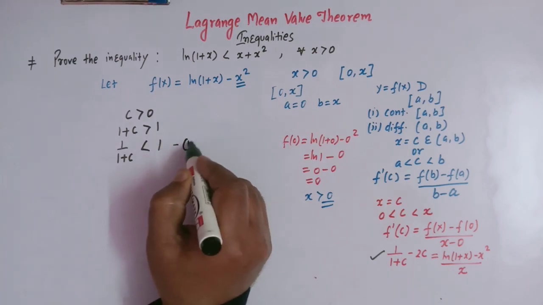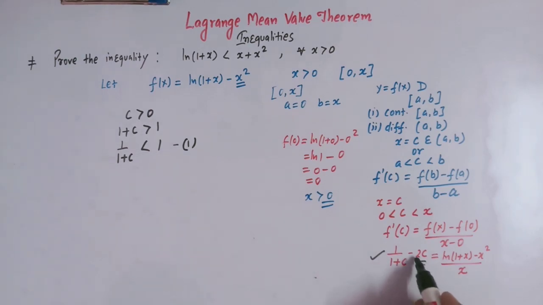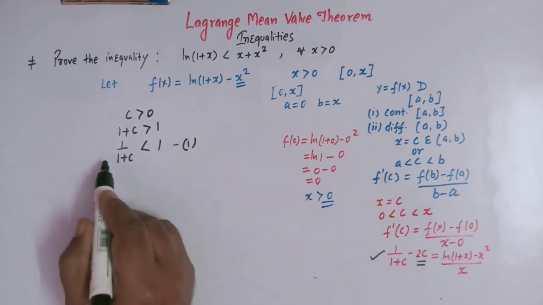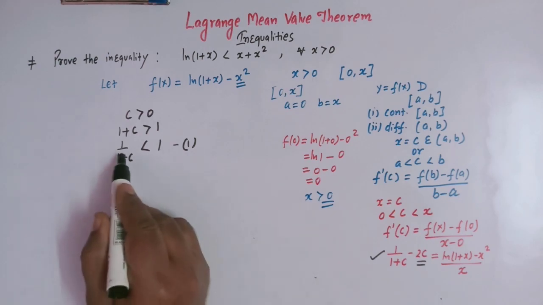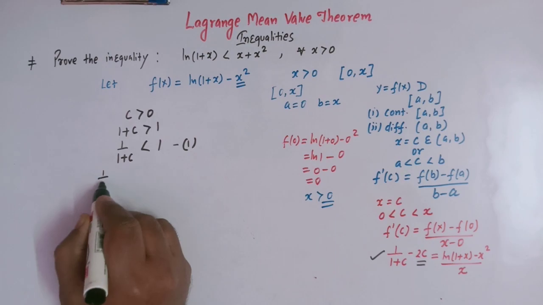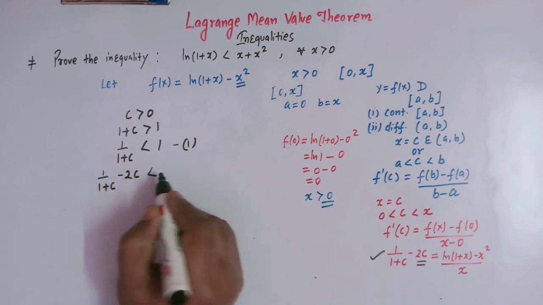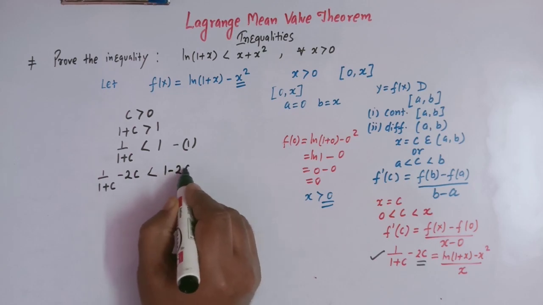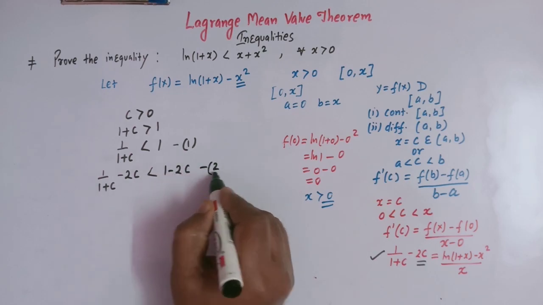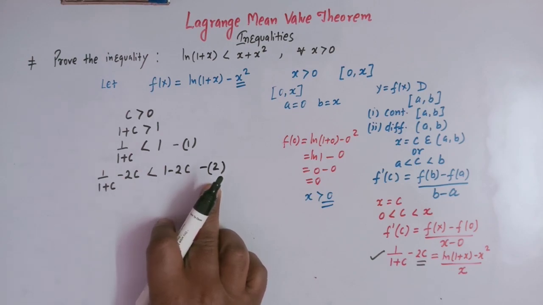Okay, so now what we will do further, here we have minus 2c, right? So we'll subtract 2c from both sides. So we have 1 over 1 plus c minus 2c is less than 1 minus 2c, right? So here we have the inequality number 2, right?